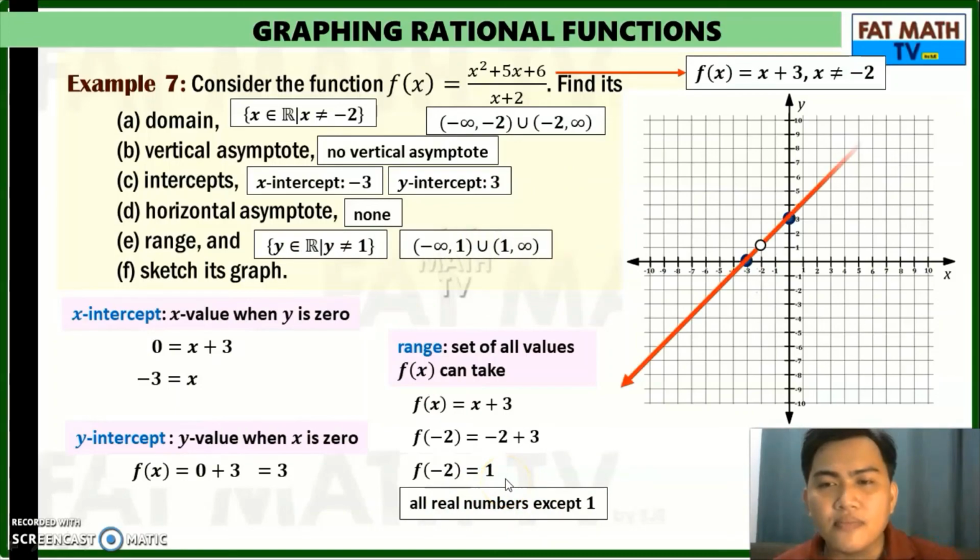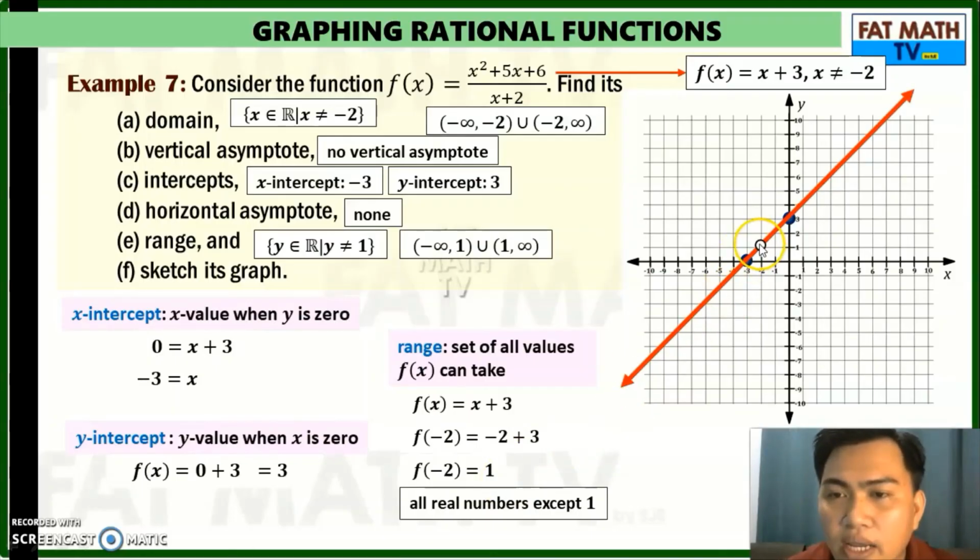As you can see, there's a hole here. This hole is the point negative 2, 1. When x is negative 2, y is 1. There's a hole here. That means this point is not part of the graph. So the graph of this function is just a line with a hole. Meaning to say, this hole here, negative 2, 1, is not part anymore of the graph of this function. Okay, so that's it.